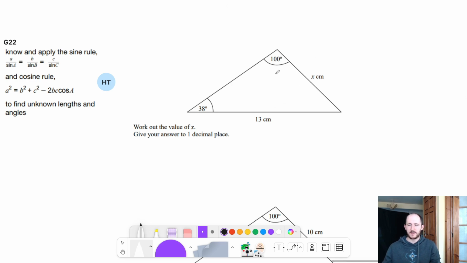So this one, immediately I'm thinking sine rule. Why? Because I have an angle and its opposite side, and I have an angle and I want its opposite side. So in this case, it's literally just going to be, and if you want the opposite side, I would recommend doing the side on top.